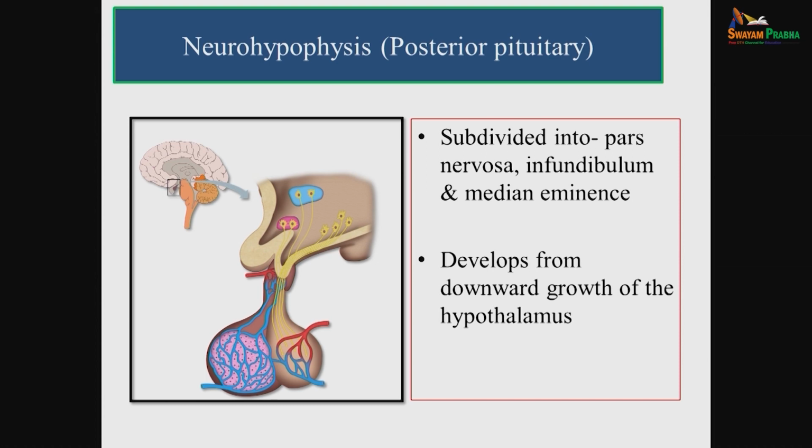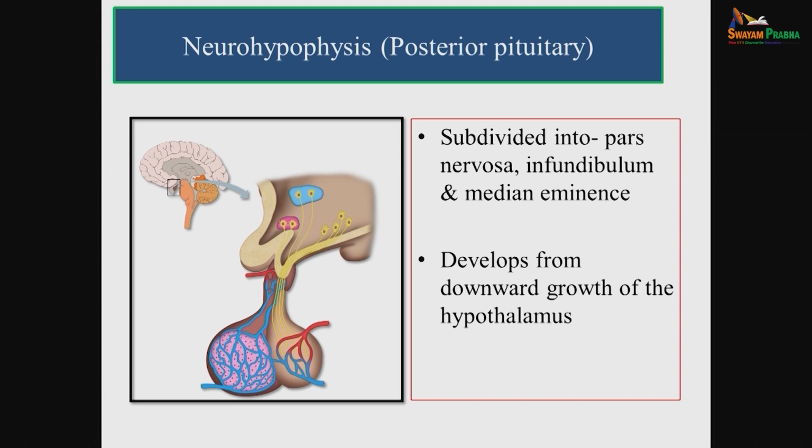The posterior pituitary lobe, which has the pars posterior along with the infundibulum, is also called the neurohypophysis. This also includes the median eminence. This develops from the downward growth of the hypothalamus. That means the origin is nervous tissue.